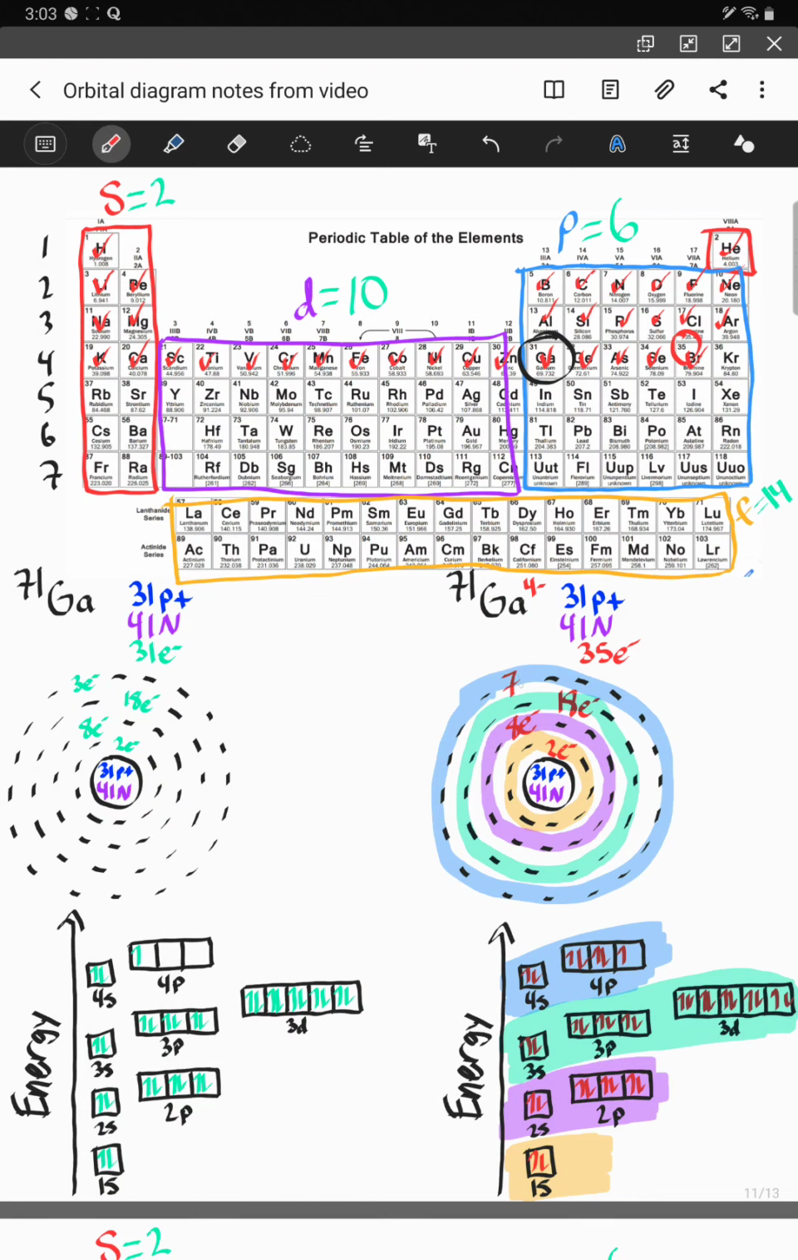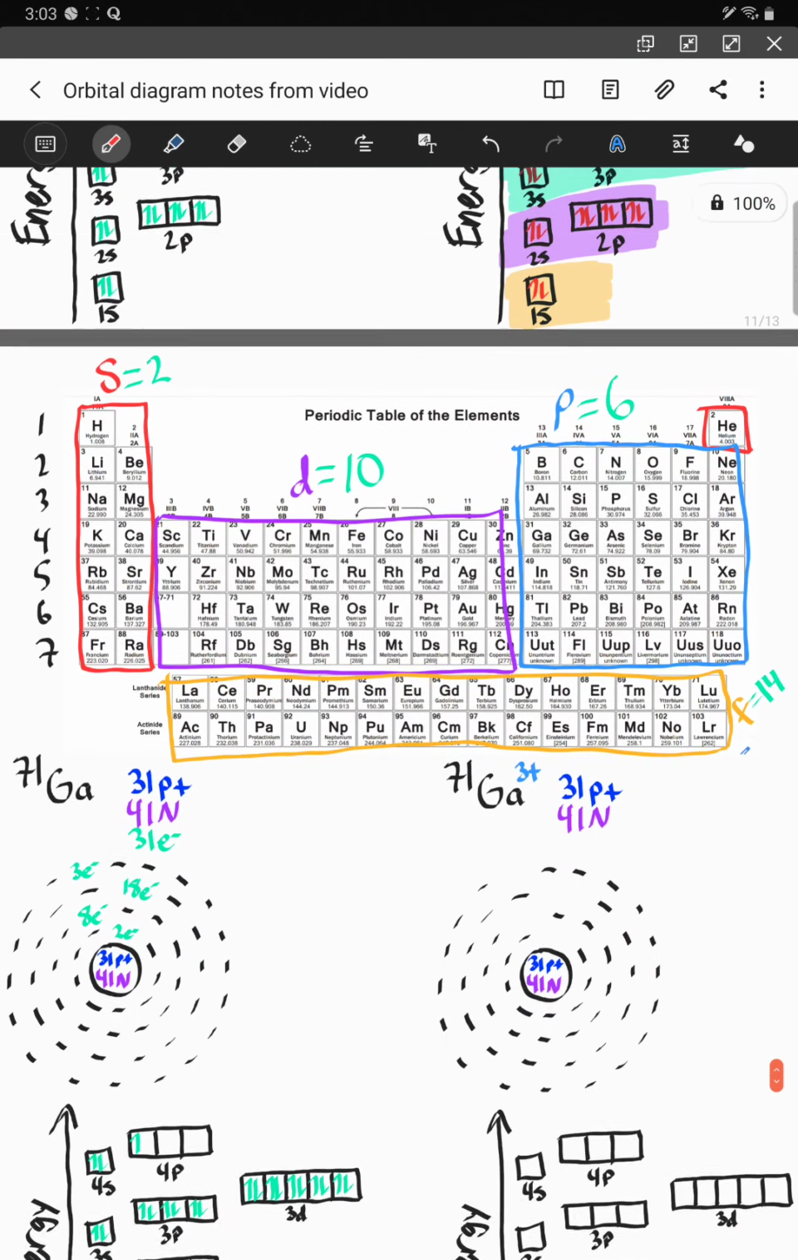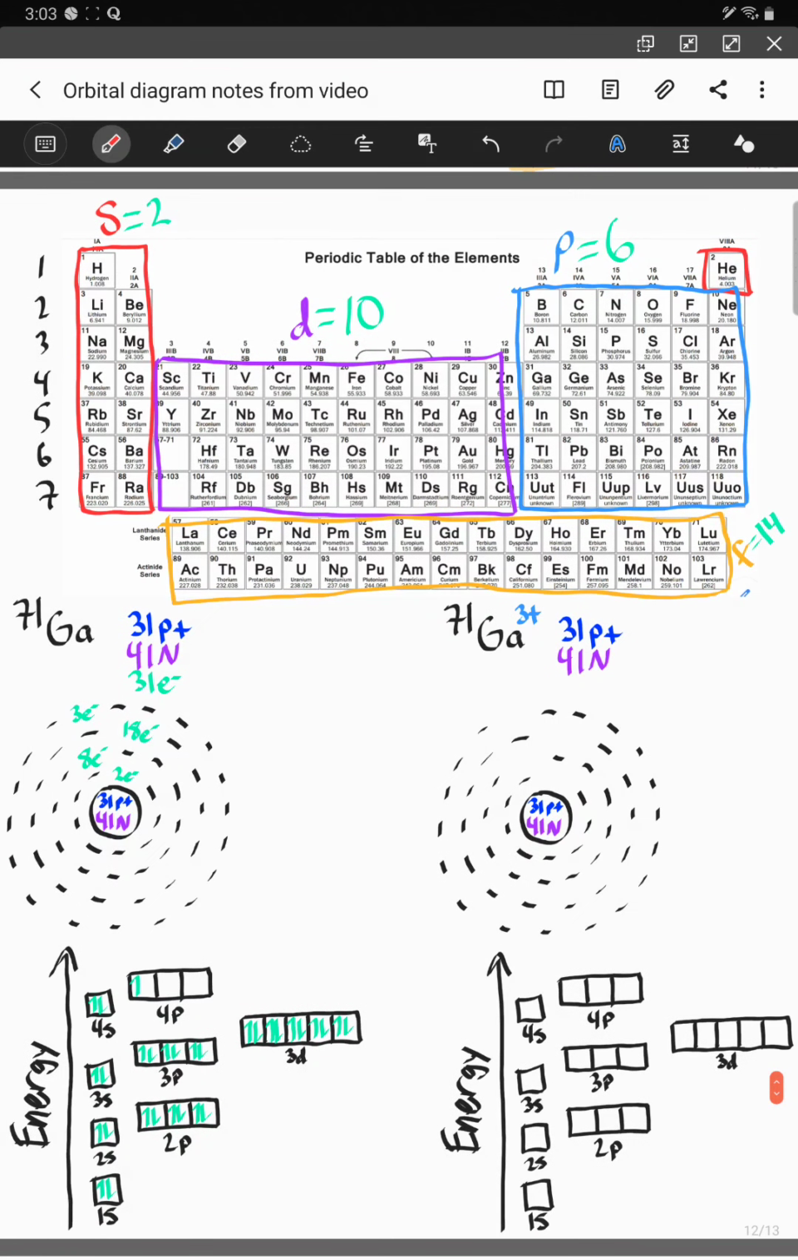We are going to have 7 electrons in the valence shell. So that is gallium with a -4 charge. This next one, this should be probably the hardest example, where we have gallium.